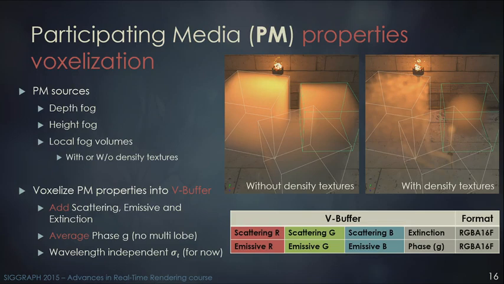So we just accumulate all the linear parameters, for example, the scattering, emissive, and extinction. We take into account the phase function, but we only have one lobe, so for that we have to take the average. And you can see that we are using wavelength-independent extinction. This is because it's practical for now. It will be easy to change if we want in the future.